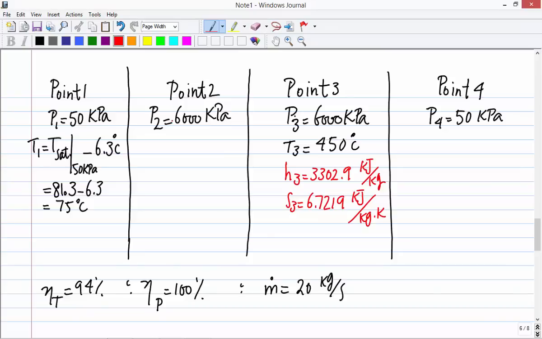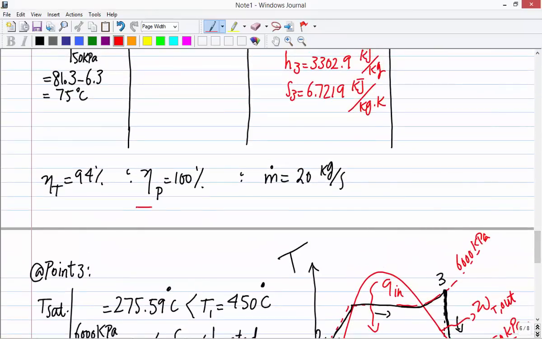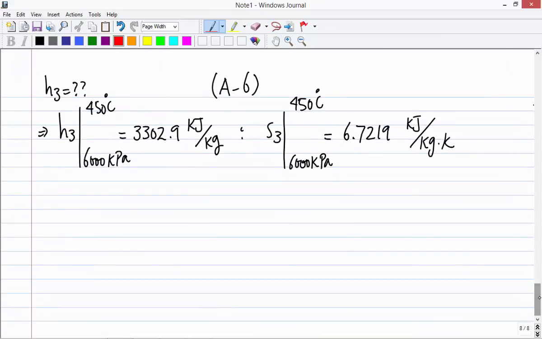Now at point 2 I just have the pressure, and it's not enough. And also I have the efficiency for the pump. So somehow I need to do a trick, because yes, the efficiency is 100%, but let's pretend that it's not, because I want to introduce the equation for pump efficiency. So now I'm looking for H2, okay?